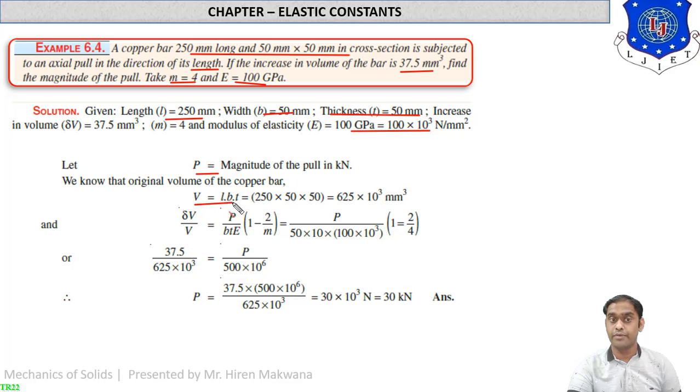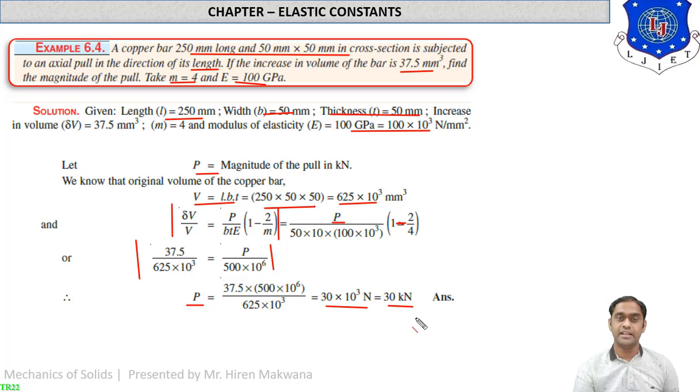What is the formula for volume? LBT. So LBT, all the values are available. We will get the answer 625 into 10 raised to 3 mm cube. What is our formula? Delta V by V is equal to P by BT E into 1 minus 2 by m. Without P, all other values are available. Here it is minus. So by replacing and making the subject as P, you will get the answer 30 into 10 raised to 3 Newton. It can be written as 30 kilonewton.